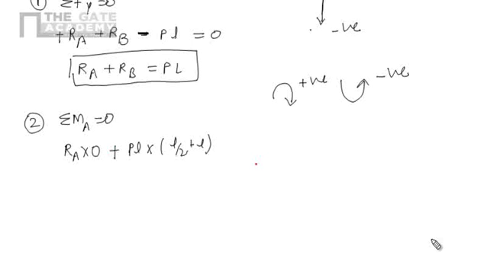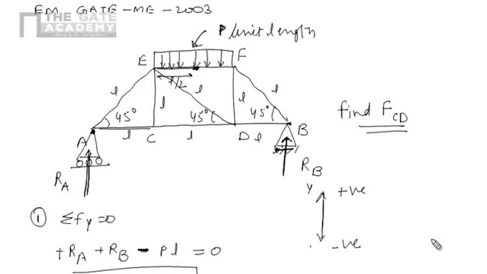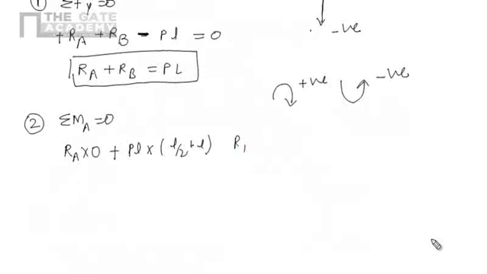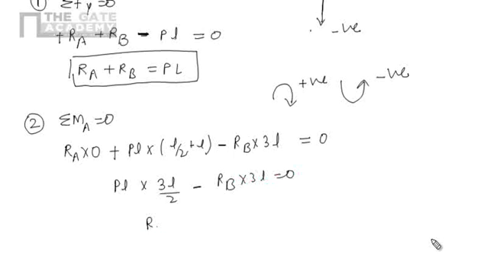According to sign convention, clockwise moment is positive, anti-clockwise moment is negative. I am writing positive. Similarly, the moment due to RB into this distance, that is nothing but L plus L plus L, so 3L. So RB into 3L, and the nature is anti-clockwise moment, so negative, equals to 0. If we simplify it, we will get PL into 3L by 2 minus RB into 3L equals to 0. So we will get RB equals to PL by 2.